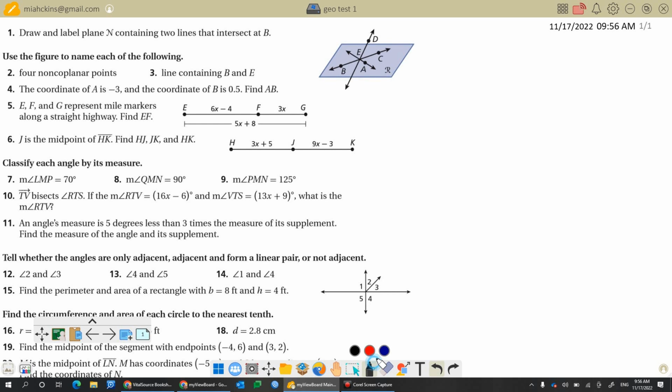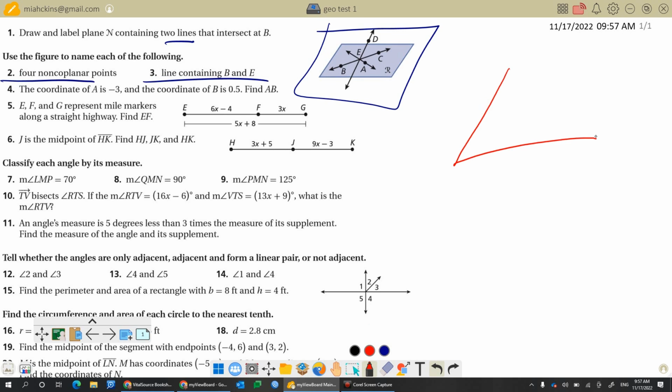So on this chapter test that's in the book, they ask us to do these things. They want us to draw a plane N that contains two lines that intersect at B. They give us an example of a plane here for questions 2 and 3. We're going to follow that example, only we're going to call it plane N. They happen to call this one plane R, so we'll call this one plane N.